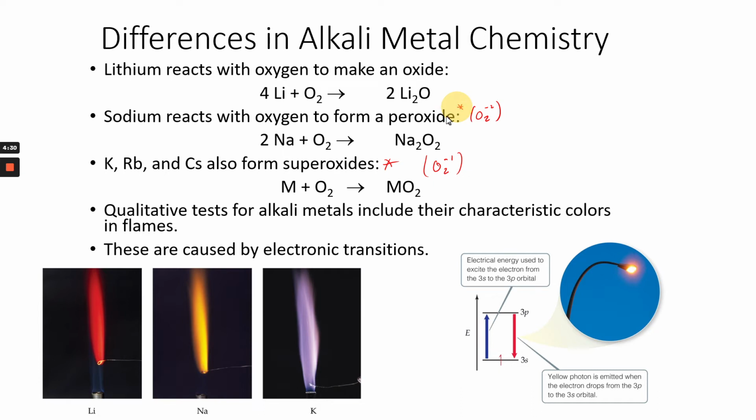Also, if you remember back to our spectral line lab, certain elements will produce certain colors because of the electron transitions. So here you see lithium will make a red color, sodium yellow, and potassium a pretty purple color.